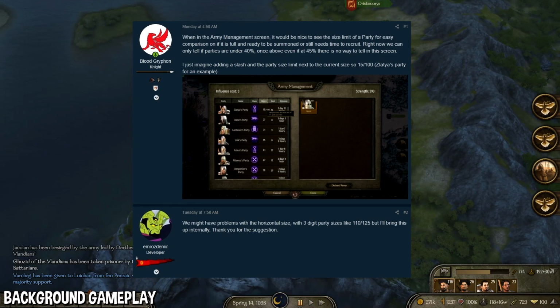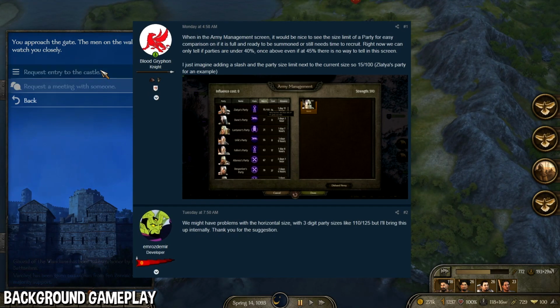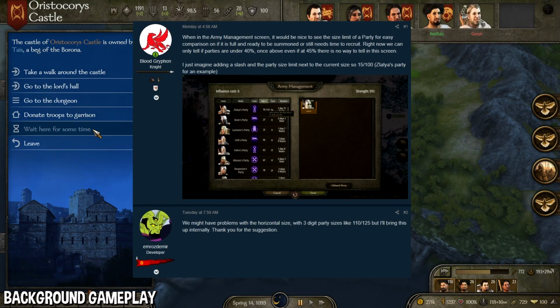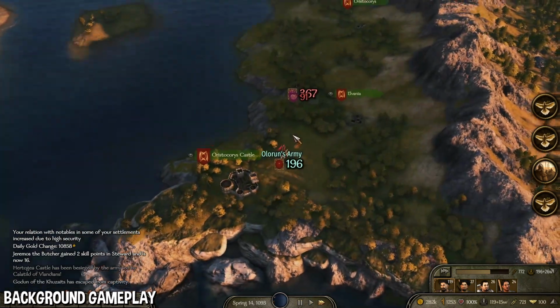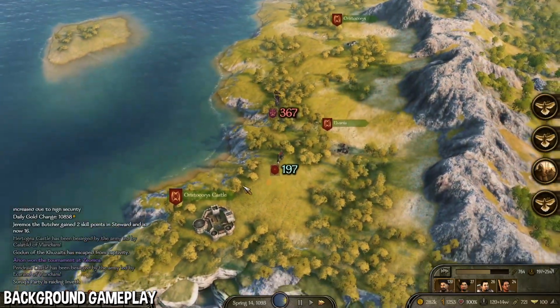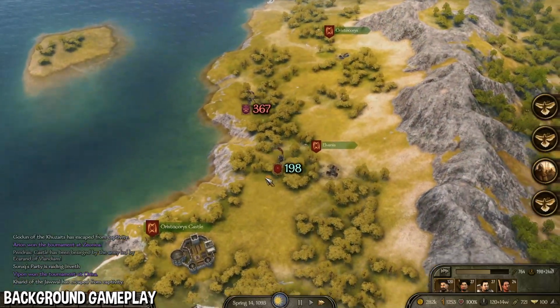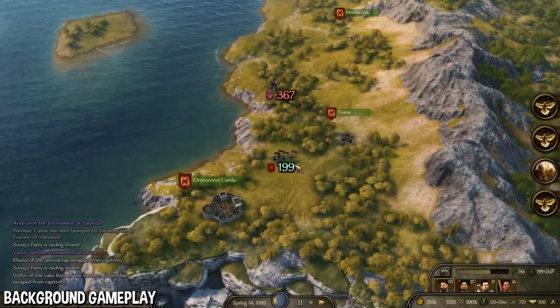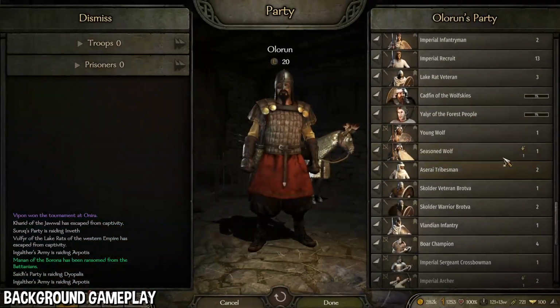The devs say that there might be problems with this due to horizontal size issues on the screen, but it will be brought up internally and they will try to figure something out. Personally, I do like this change. It is very minor, but I like seeing these quality of life changes, these UI changes, make the game more enjoyable to play for beginners and for people who have played it for a long time. Regardless, quality of life changes are very, very good in my opinion.